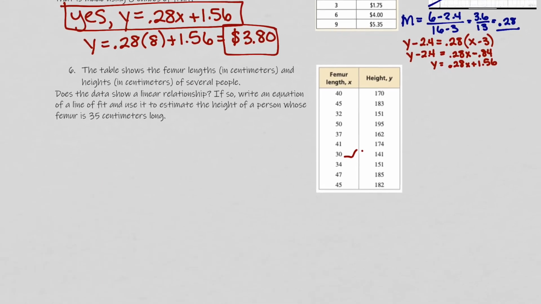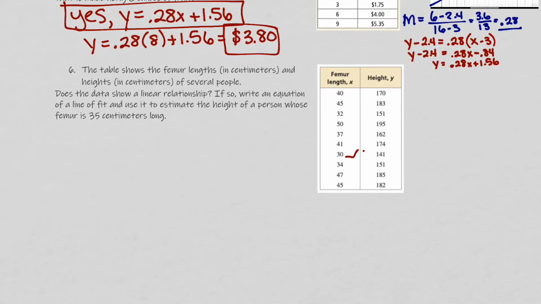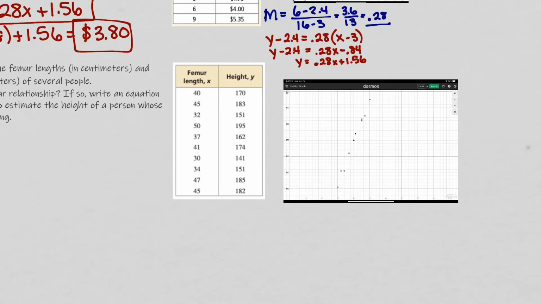And let's do the same thing for number 6. So we need to create a scatter plot for those points. All right, so you see my points. Now remember, you do need to draw these out on a piece of paper, or do it this way, I don't care. But then you need to draw the line of best fit.